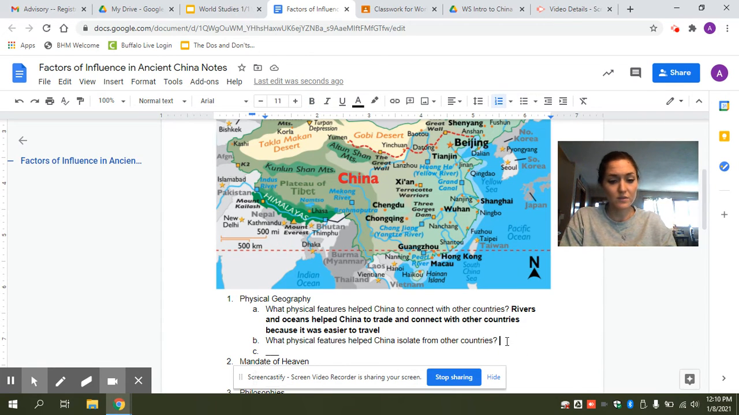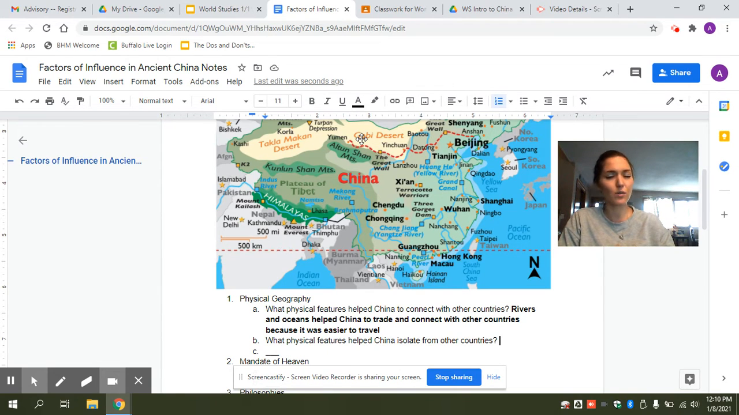All right, so now this one's a little bit harder. What physical features help China isolate from other countries? Okay, so let's go ahead and take a look at the map. Here's China. So these rivers and oceans help them connect. There's a lot of rivers over here, so I'm going to guess I should look over here on this other half of China. I notice there's a desert here.